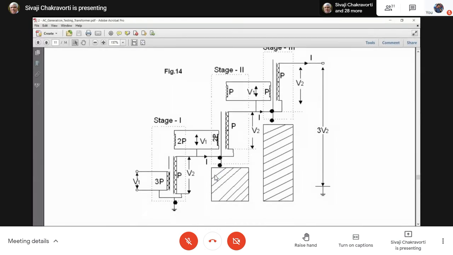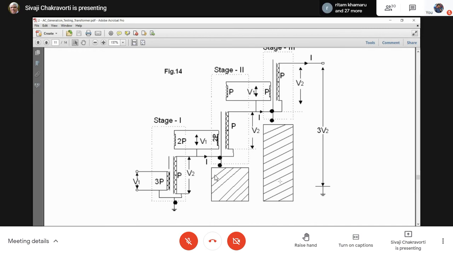But now the question is, how do I connect? Here I have taken three transformers. Here it's a schematic diagram. The first one on the left, the second one in the middle, the third one on the top, all the same rating. That means the primary voltage rating is V1, the secondary voltage rating is V2, and there is a tertiary winding, which is also rated V1.